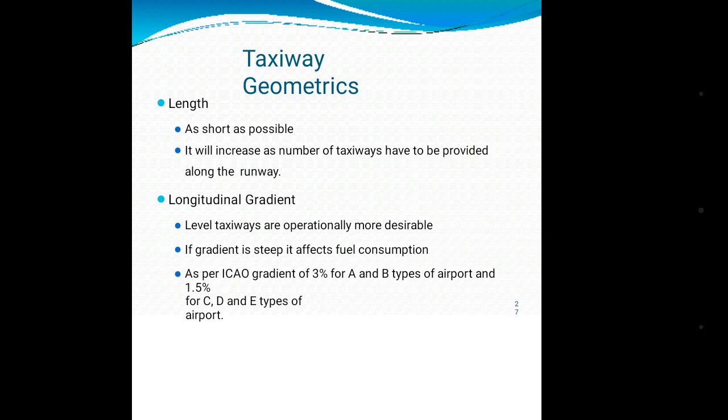Then taxiway geometrics. Now what are the points which we are going to consider for the taxiways? Length of the taxiway should be as short as possible. Otherwise it will increase the number of taxiways that have to be provided along the runway. Then longitudinal gradient, the level taxiways are operationally more desirable. If the gradient is steep it affects fuel consumption. As per the ICAO, gradient of 3% for A and B types of airport and 1.5% for C, D and E types of airports. So this is for the taxiways.